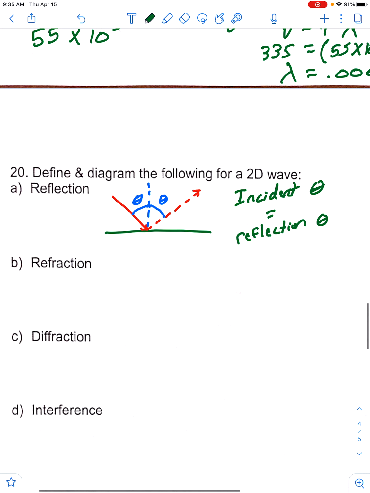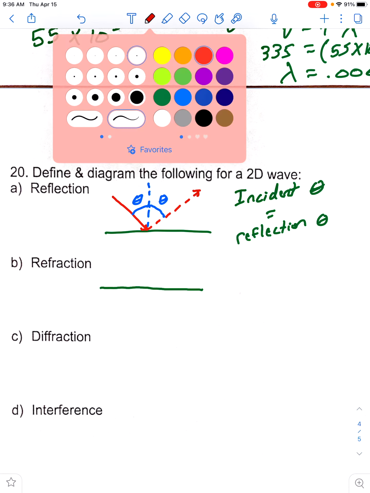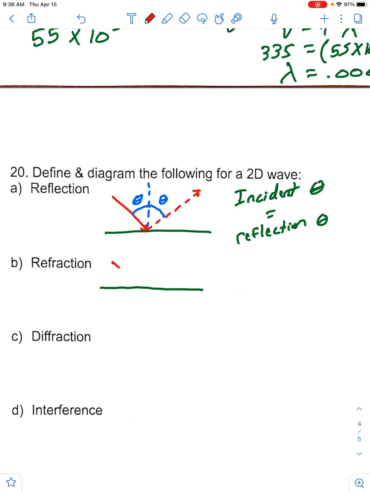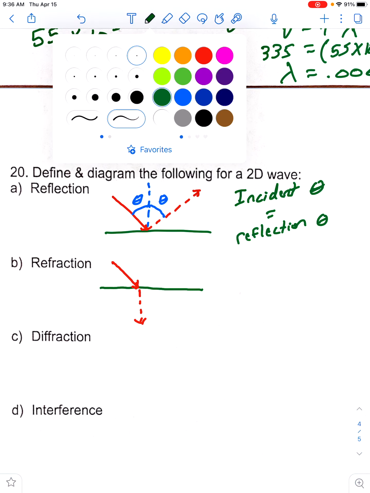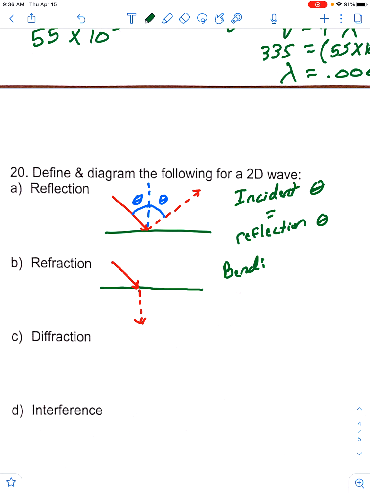Okay, so refraction. This is when I have a surface. I have a light coming in. But then when it hits that surface and goes through it, like going from air to water, it's going to bend. So this is basically the bending of light waves when the medium changes.